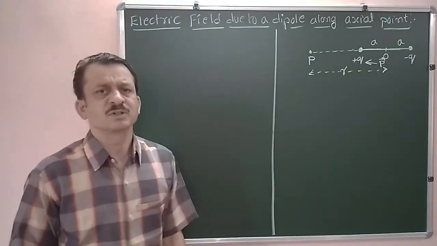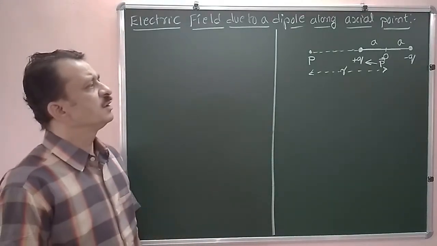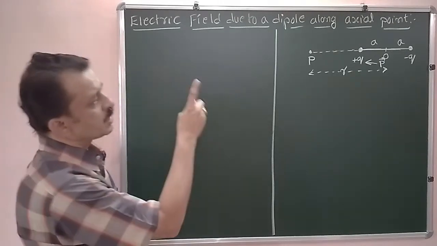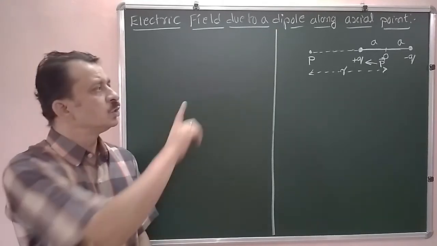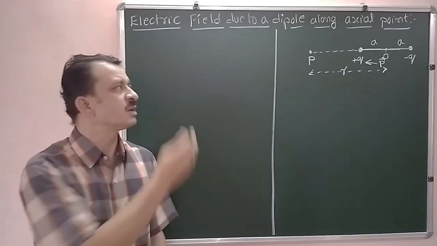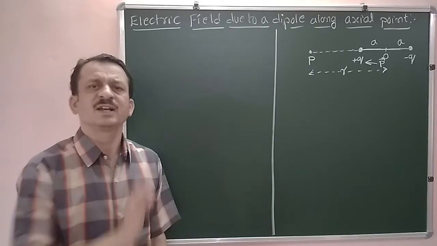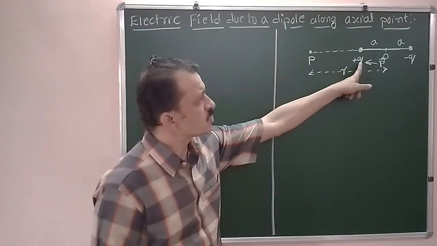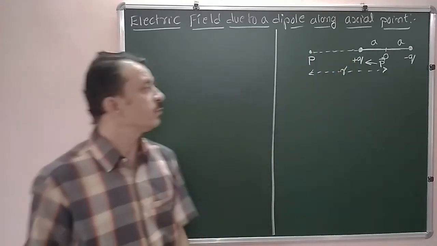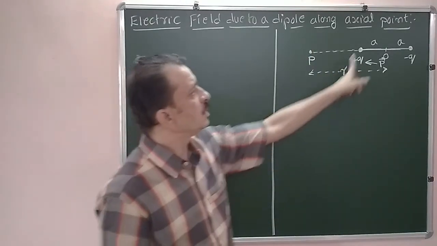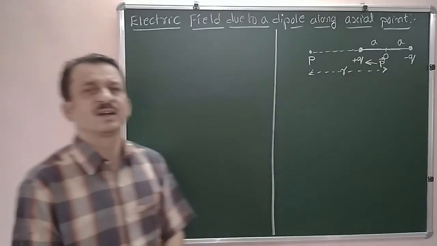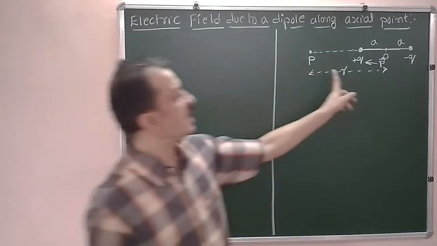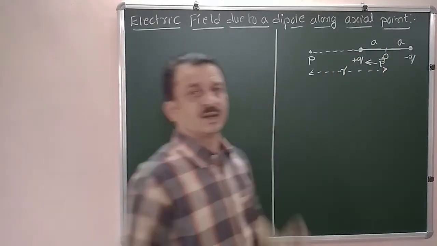Now we have to obtain the expression for the electric field. We have to write the expression for electric field at the point P due to the individual charges, first with the positive charge and second with the negative charge. Now what is the distance of the positive charge from the point P? It is r minus a. What is the distance of the negative charge from the point P? It is r plus a.